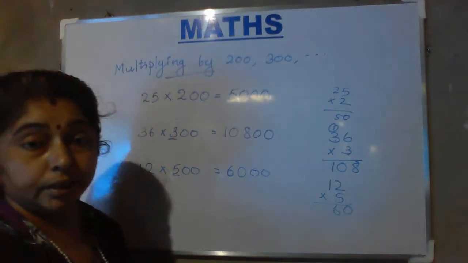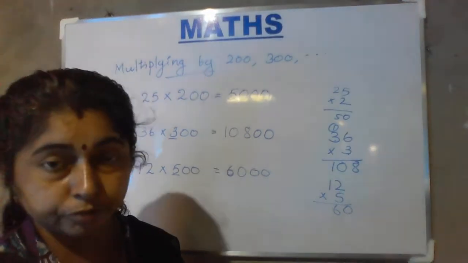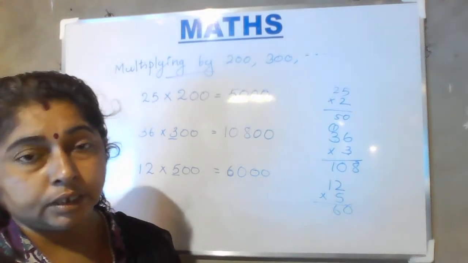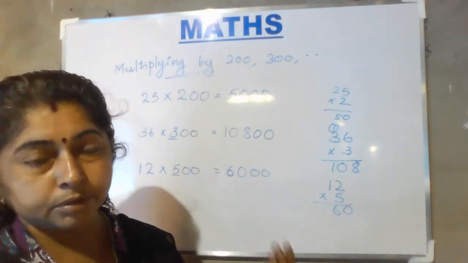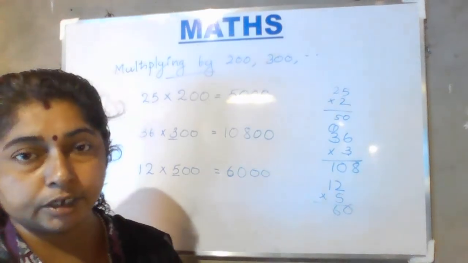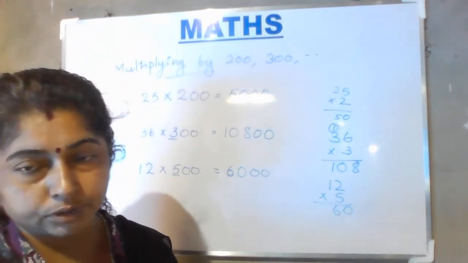That is multiplying any number by a multiple of 100. First of all, we should multiply. If it is 200, then multiply by 2. If it is 300, then multiply by 3. Then after, put 2 zeros. Understand?